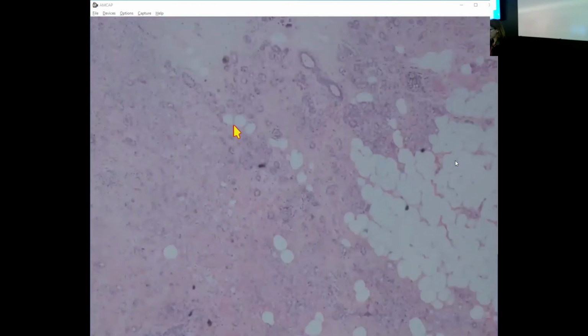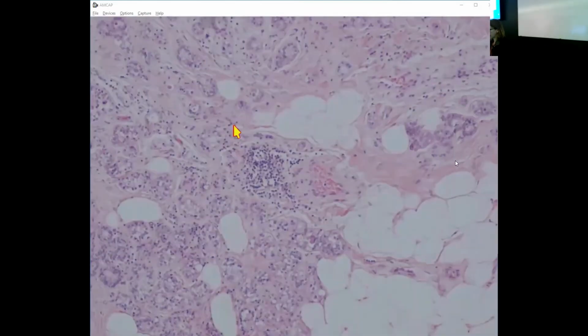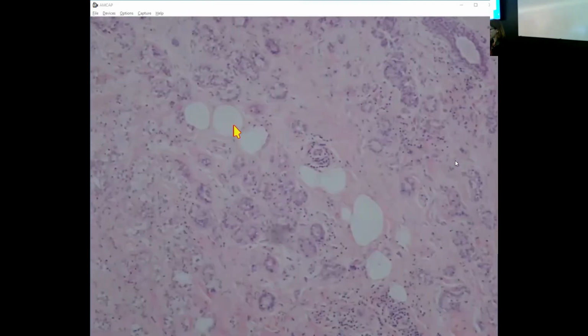Okay, up here is more of the slightly more classic areas of MGA, although obviously this case has a lot of atypical MGA. And in atypical MGA, you start to see a lot of apoptosis as well in the cells. Sorry, this one is a bit of an old case, so it's a bit faded.